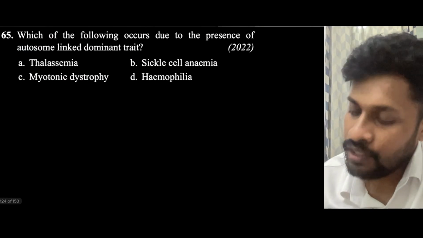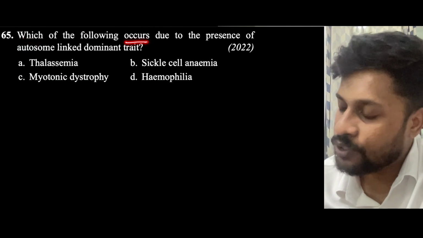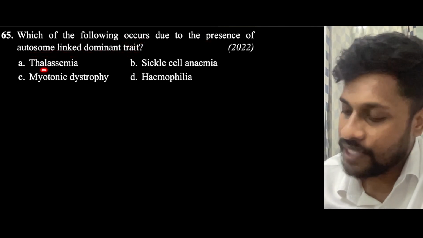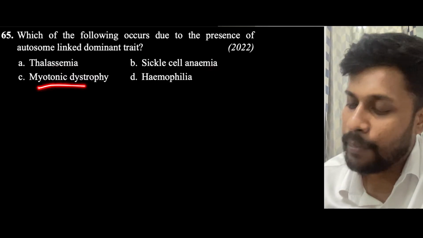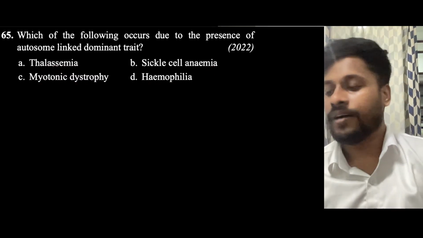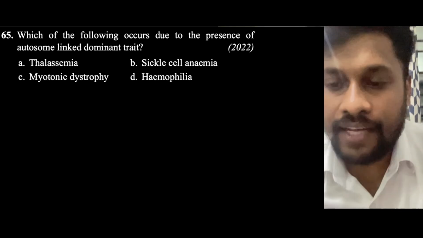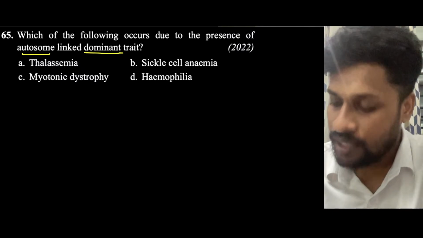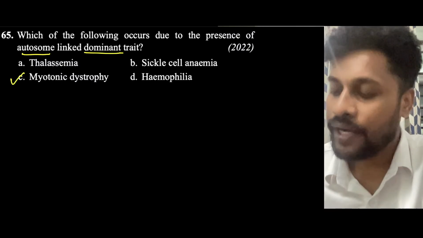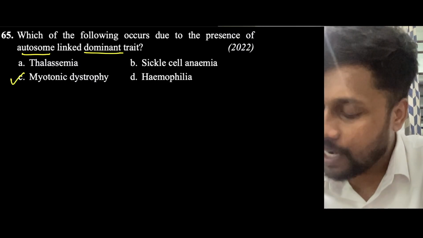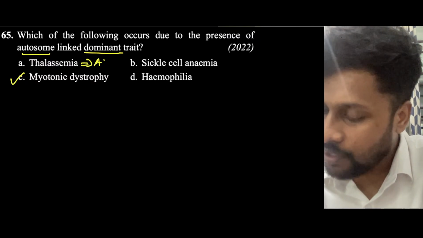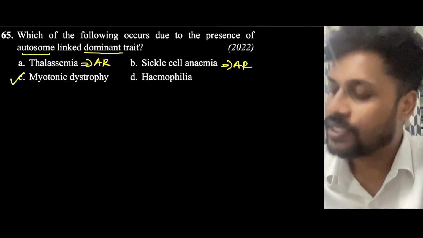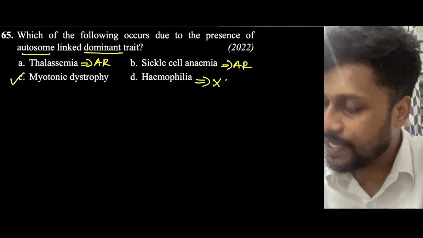Next one. Which of the following occurs due to the presence of an autosomal linked dominant trait? Thalassemia, sickle cell anemia, myotonic dystrophy, and hemophilia. Yes, give me the answer. Autosomal linked dominant trait. The answer will be myotonic dystrophy, because thalassemia is autosomal recessive, sickle cell anemia is autosomal recessive, and hemophilia is X-linked recessive.